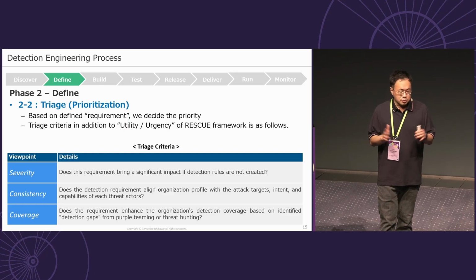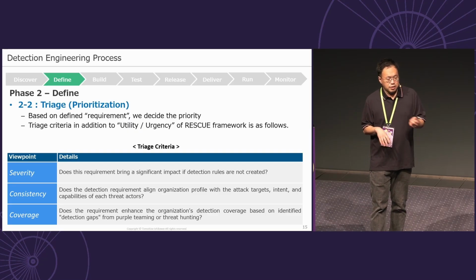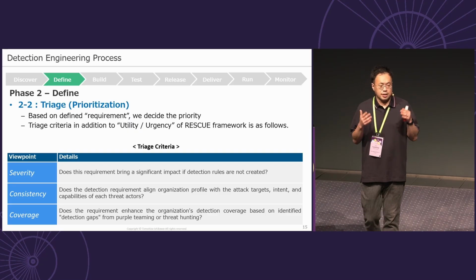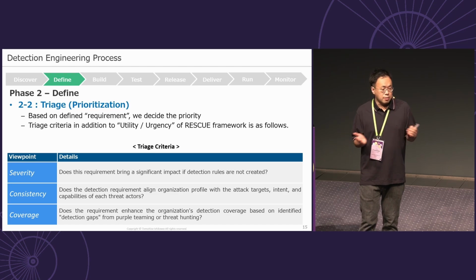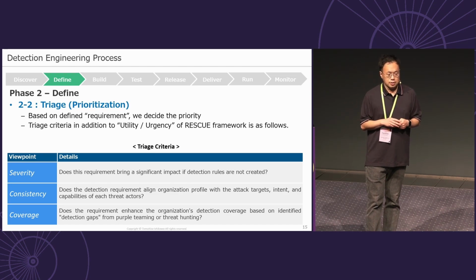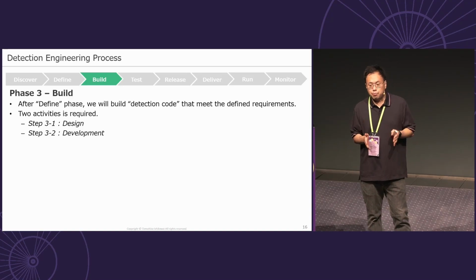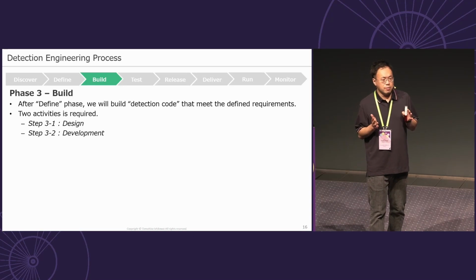So we like to do some sort of prioritization on this one. Sometimes we consider the stability, but sometimes we consider the coverage on the MITRE ATT&CK framework, for example. But anyway, we'd like to define the prioritization. Once we finish the define phase, we go to the building phase, the actual implementation.